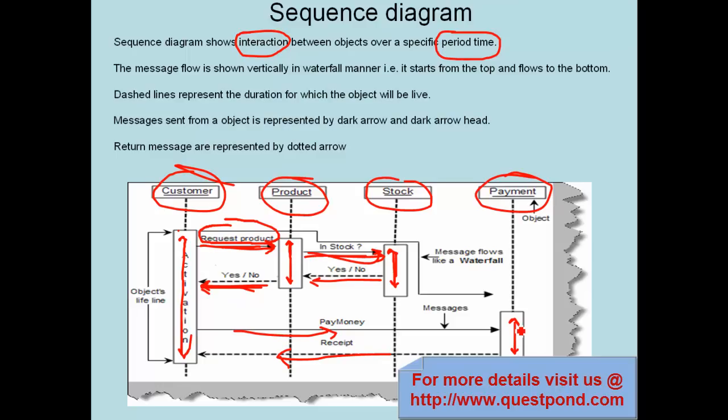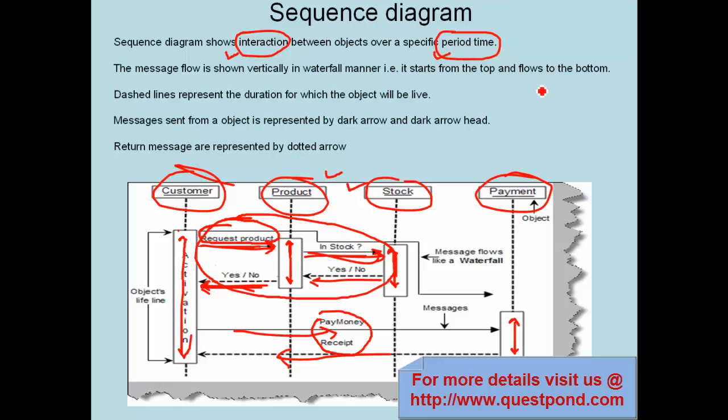So the payment object is not active when you request the product. It's only active when you request the payment, and during the payment interaction, the product and the stock objects are not active. So as I said, you get two kinds of information from a sequence diagram. One is the interaction between the objects, and second is for what period of time the object is alive. So that's the basic way of showing sequence diagrams using UML.